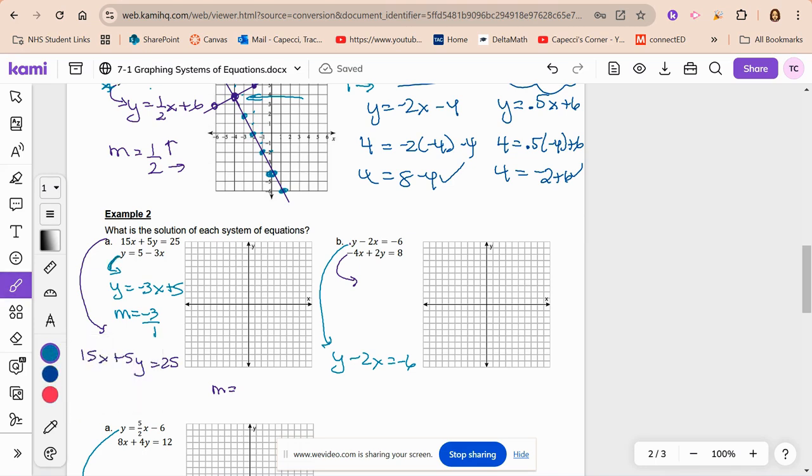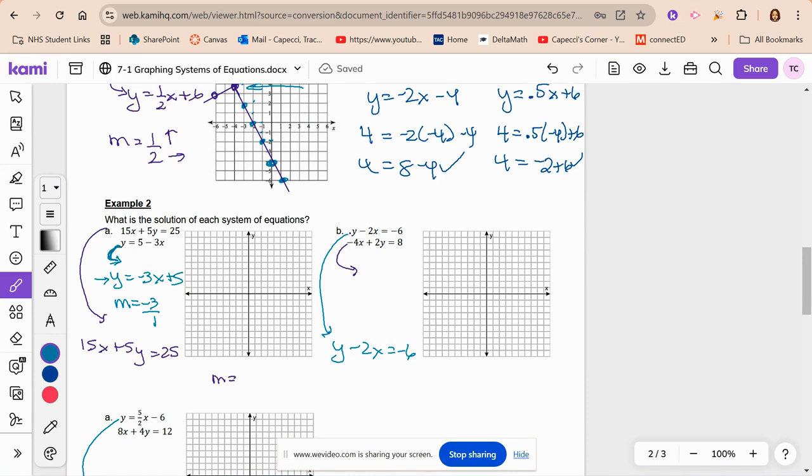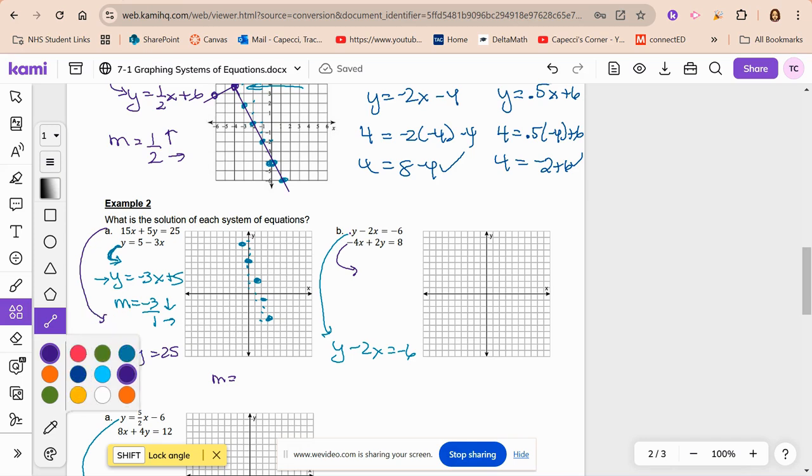Let's take this equation right here. And again, first thing I want to make sure it's in slope-intercept form, so I just switch the order a little bit. So I go up 5, 1, 2, 3, 4, 5. And I'm going to go down 3 to the right 1. Down 3, right 1. I'm going to do the same thing in the other direction, 3 to the left 1. And now I'm going to draw my line.